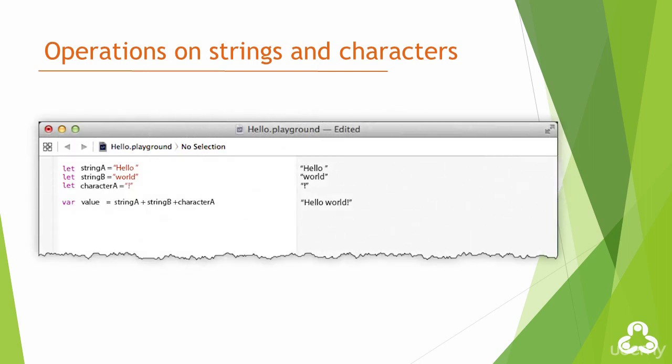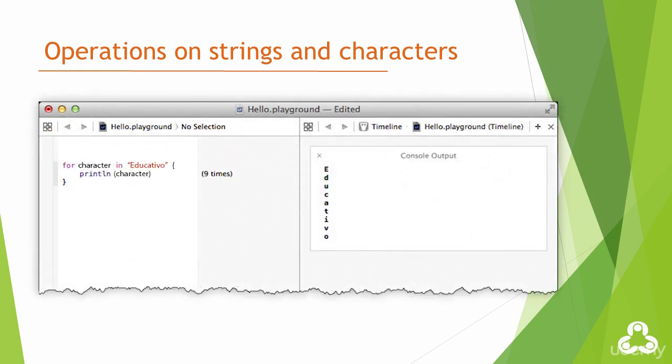Adding strings to each other and mixing strings with characters is very simple in Swift. For this purpose, we need to use the addition operator plus. We can also iterate over any string of characters by using a simple for-in loop. We'll deal with loops in detail later in the course.